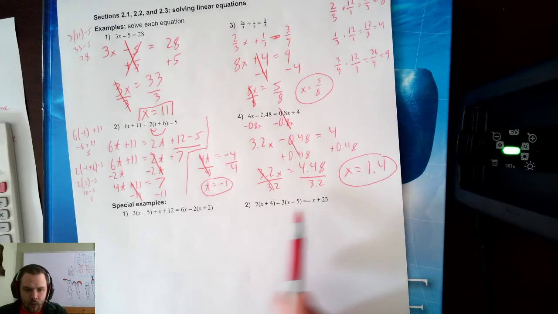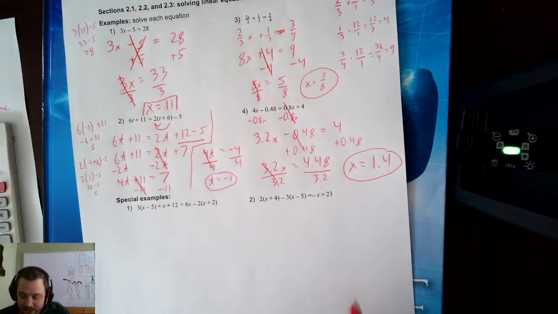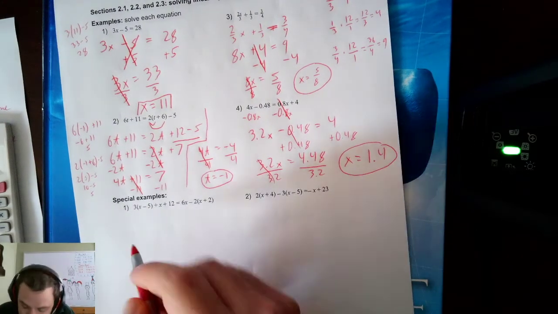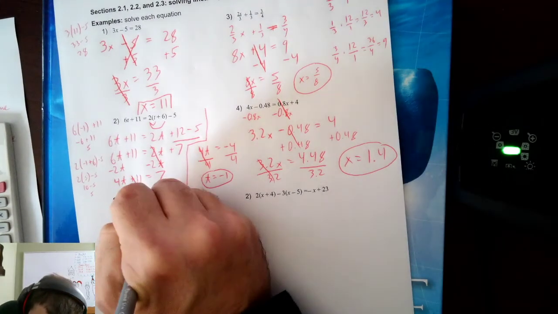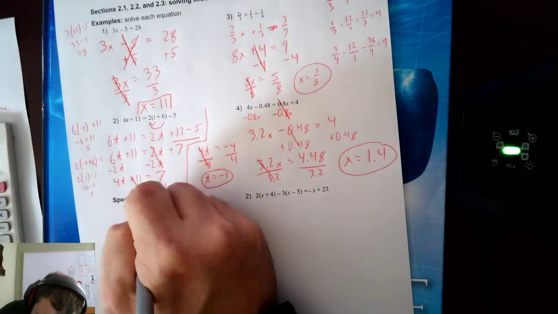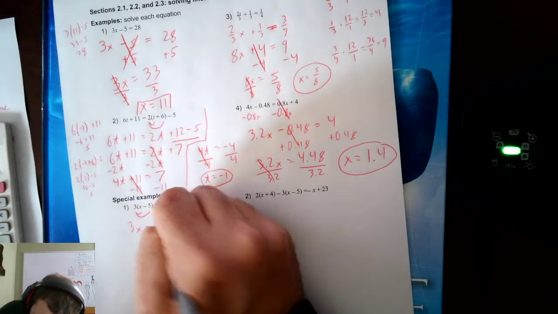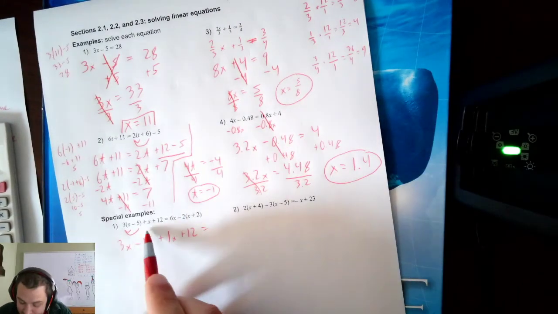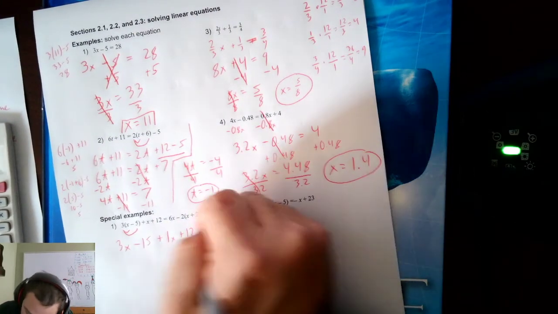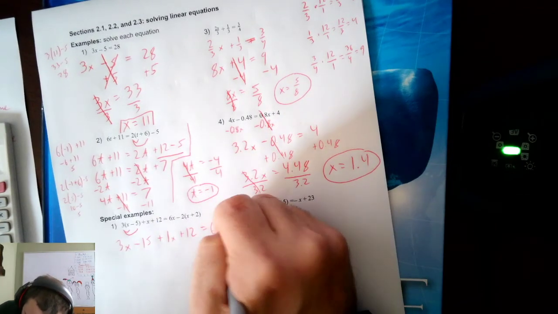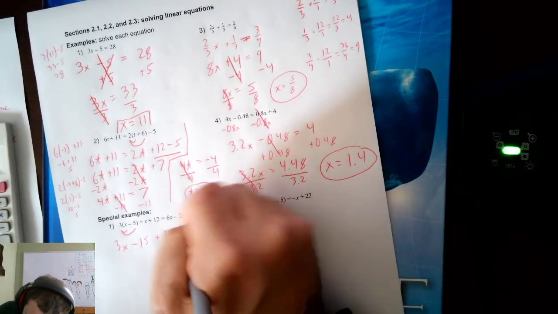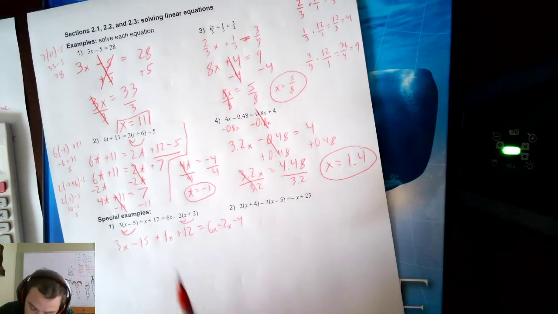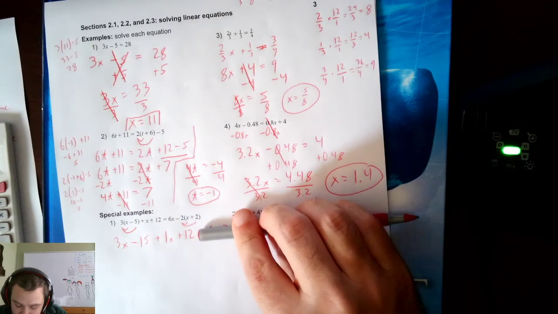Now down here, we have some special examples, and let's see what happens. First, there's a lot going on, so let's walk one step at a time. First things first here, we need to distribute: 3x minus 15 plus 1x plus 12. This side right here, I put a 1 in there because we can. And here, 6x minus 2x, and negative 2 and 2 make negative 4, minus 4. Now, on the left side, there's some like terms.